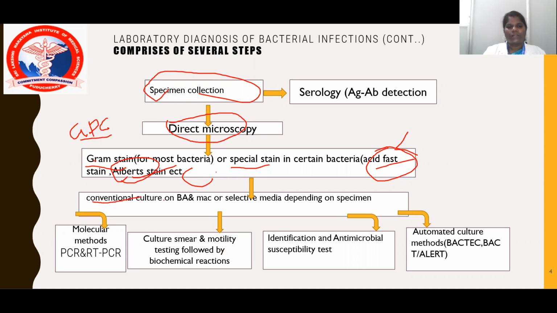Coming to the conventional culture technique, after confirmation in the direct detection, you can go for conventional culture on blood agar and MacConkey. These are the basic media used for plating. On the second day, you go for the culture smear. Whatever organism grows in the culture plates, you have to do a culture smear again, that is a Gram stain. The second thing is motility. Based on the motility, you can tell whether it is motile or non-motile, because a few organisms are motile and a few are non-motile.